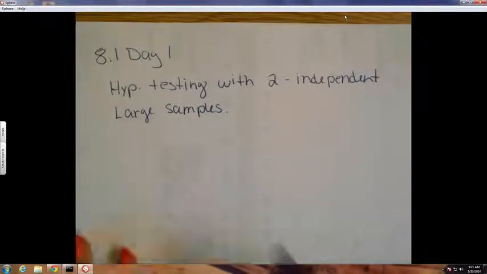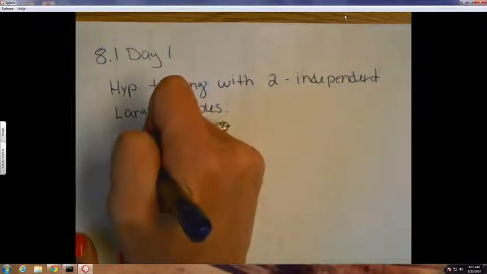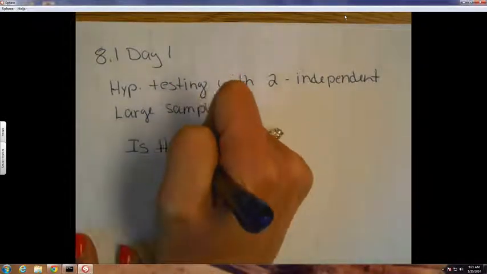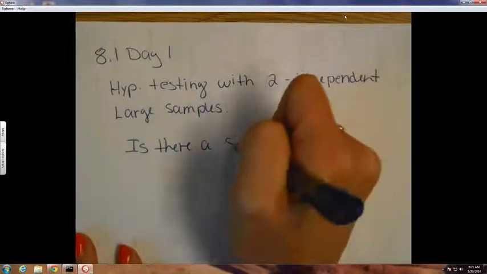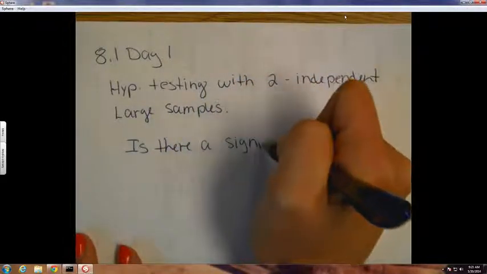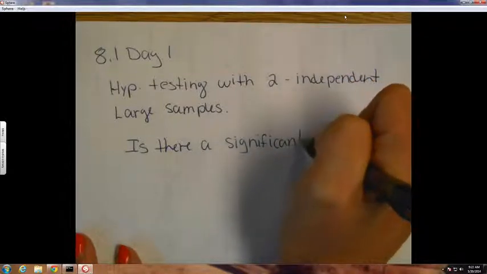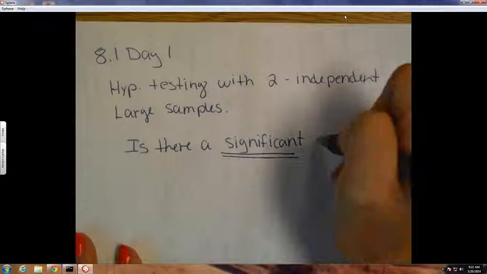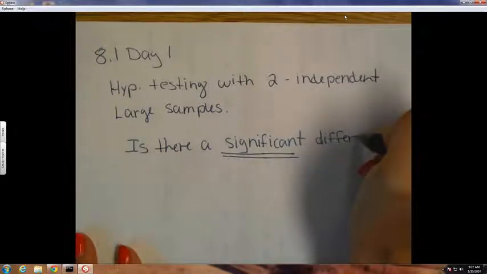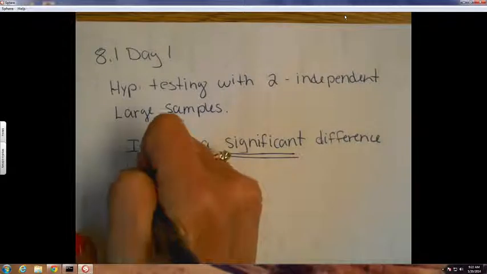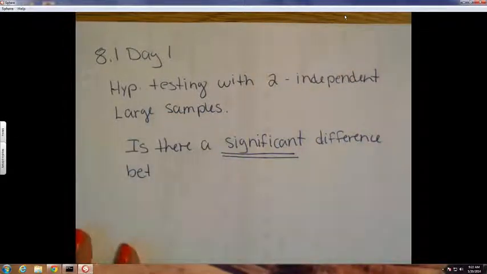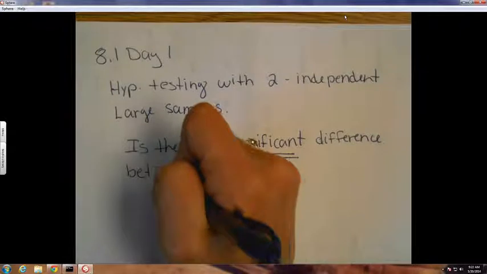So this will answer the question, is there a significant difference between the two groups? Say I try out a new teaching technique with one class and not with another, and then I use the test at the end to see whether the scores of the class I did the experiment on came out a lot different than the ones I didn't. Is there a significant difference between the two groups?